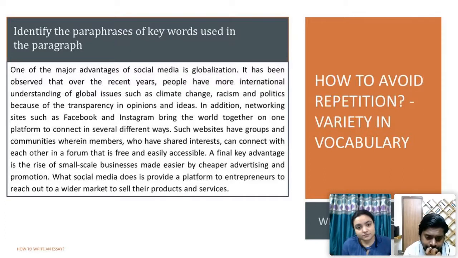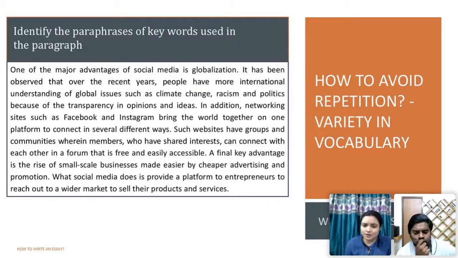In addition, networking sites. Very good. Not exactly social media, but even groups and communities mean that we are a group. Yes, it's a similar concept. I think that's all I can find, ma'am. Fair enough. There is platform in the last sentence. Such websites, talking about social media again. This forum can connect with each other in a forum. All of these relate to the concept of social media.